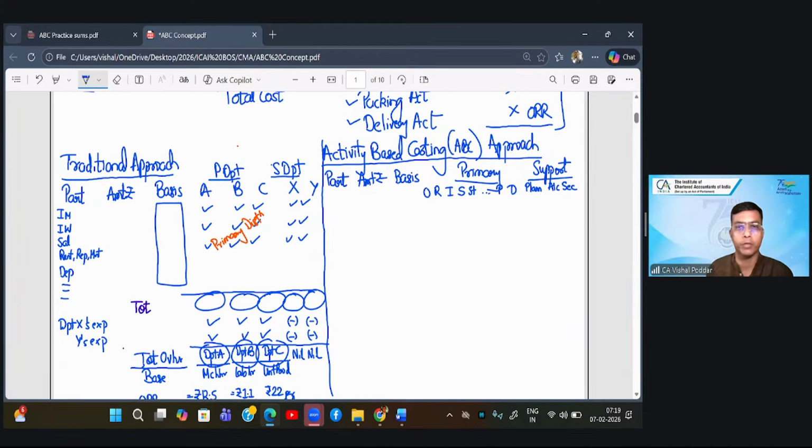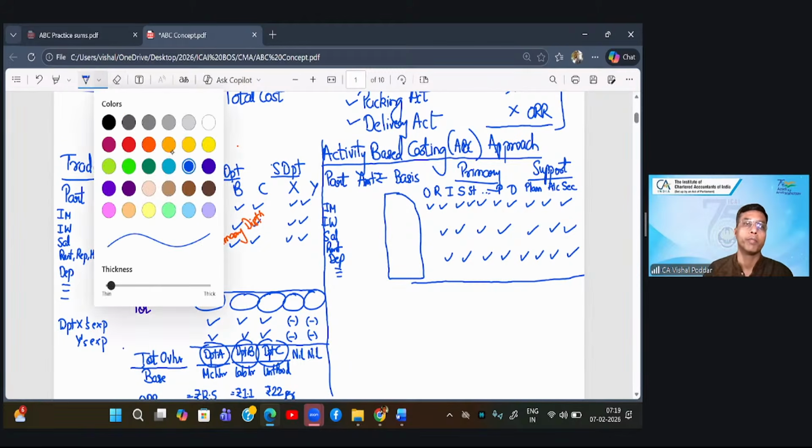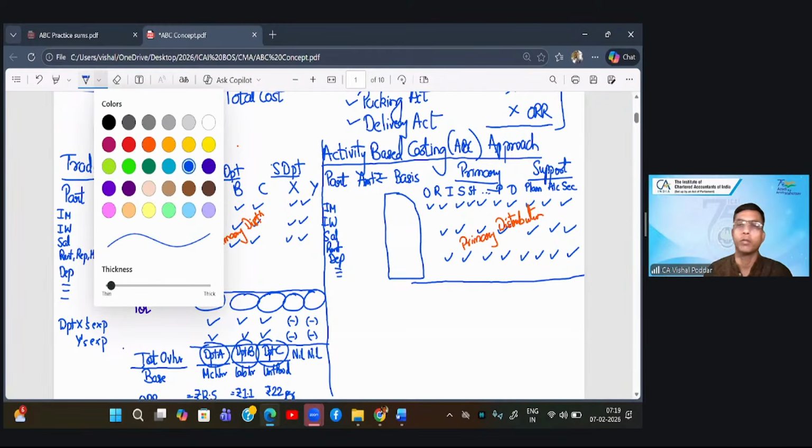Same steps are repeated. So you have the same overheads: indirect material, indirect wages, salaries, rent, depreciation, etc. And the same process is repeated. Again, using suitable ratios, now you divide your expenses among all these hundreds of activities. Same as what we did between departments, we do it over here. And again, this step is the primary distribution.